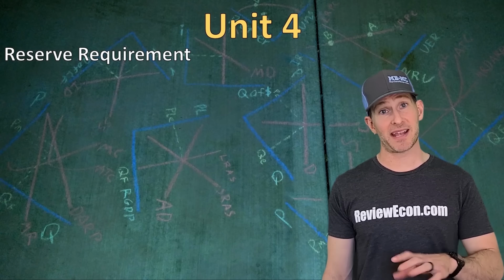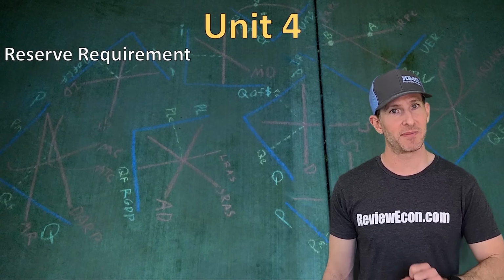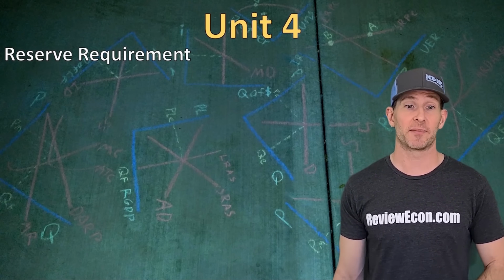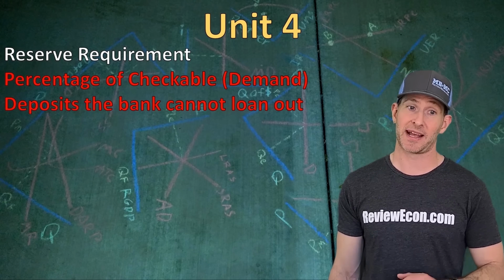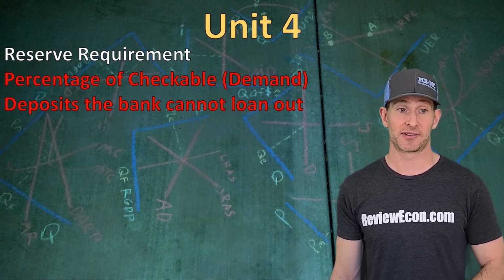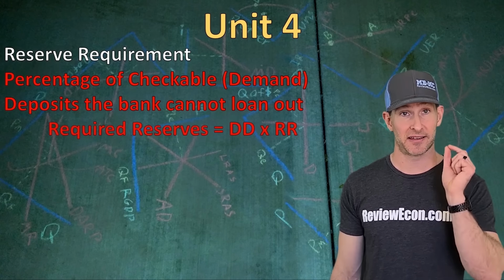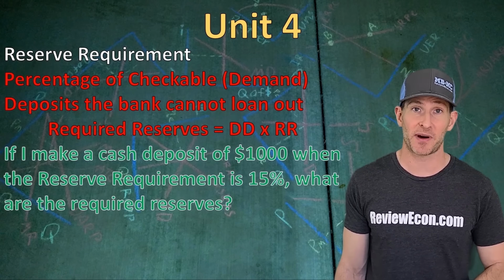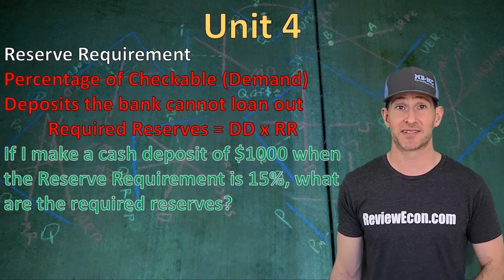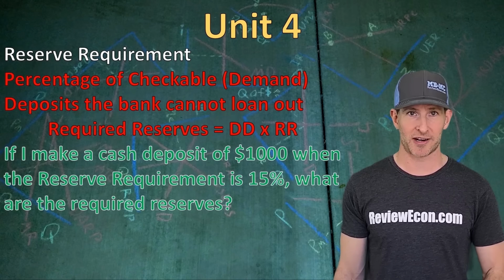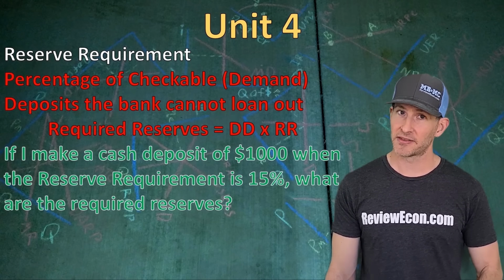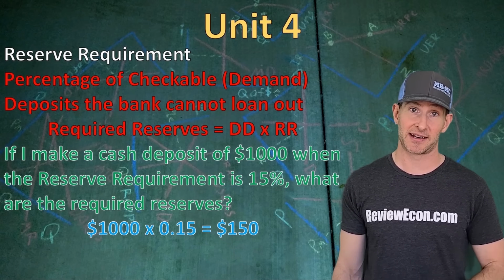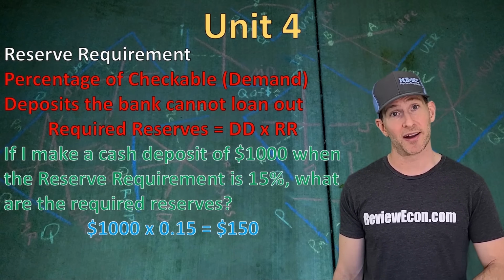Next up, we're going to move on to some bank balance sheet calculations. Don't panic, I know some people are scared by this stuff, but it's not that bad. First, we're going to look at the reserve requirement. The reserve requirement is the percentage of checkable deposits or demand deposits that the bank cannot loan out. In order to find the required reserves, take the demand deposits and multiply that by the reserve requirement. So if I make a cash deposit of $1,000 when the reserve requirement is 15%, what is the bank's required reserves after I make that deposit? Plug in the numbers and do the math. We take that $1,000 deposit and multiply that by the 15%, and that gives me $150 for required reserves.